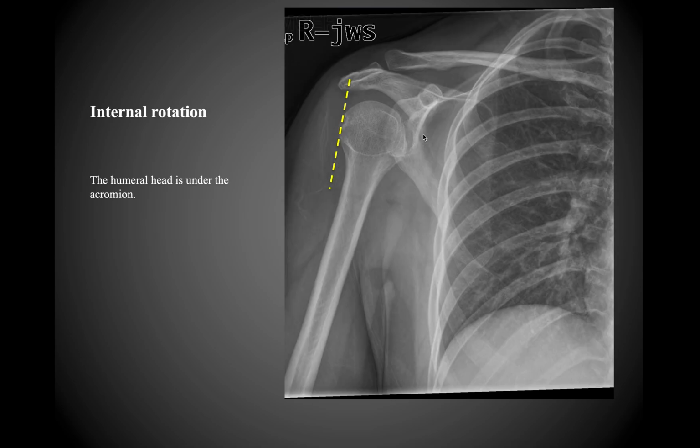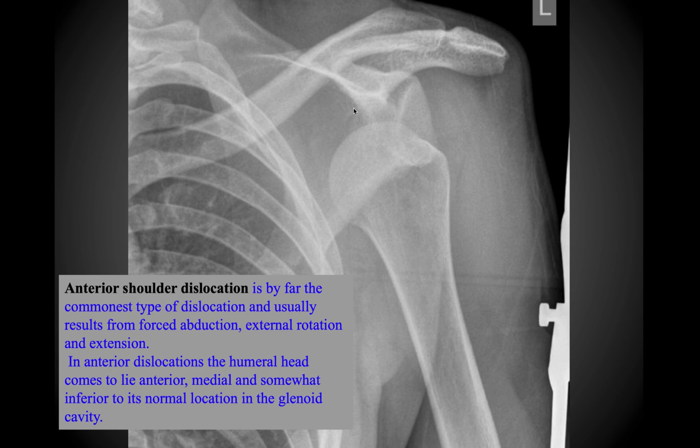And then in the next view, you can see here where now it's been internally rotated, and now that greater tuberosity is going to be in line or underneath the acromion process. And so again, neither one of these is indicative of any sort of injury or pathological state. It's just simply showing an externally versus internally rotated shoulder.